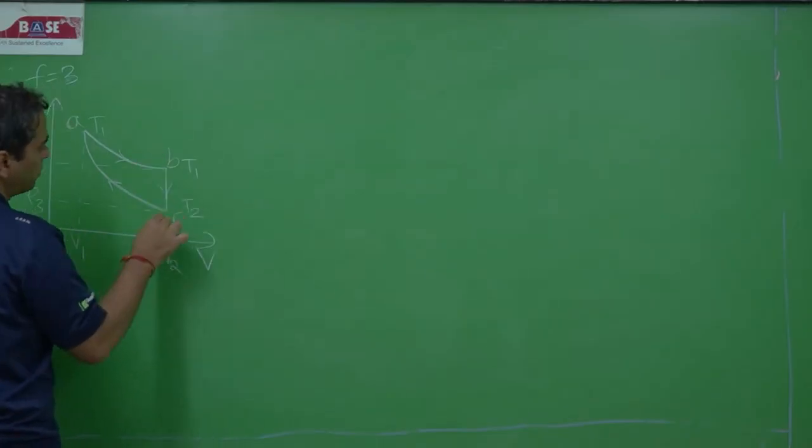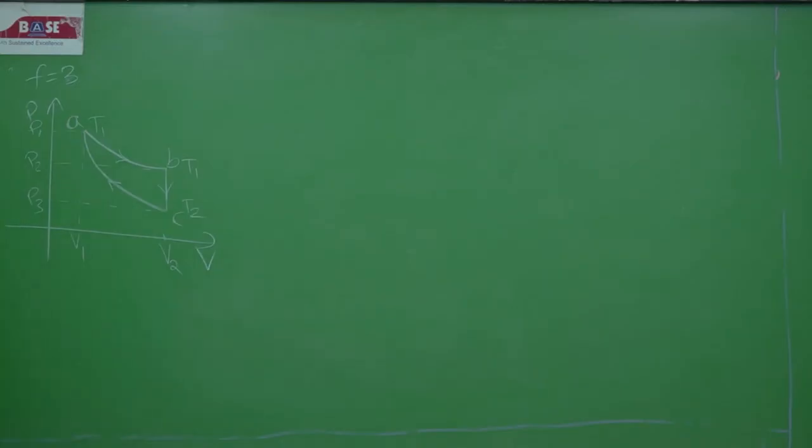So this is T2, but T2 to T1, C to A will be an adiabatic process. So first, they have given V2 by V1 is 8. The heat released in the process BC is smaller than the heat absorbed in the process AB. How do we compare the heats?